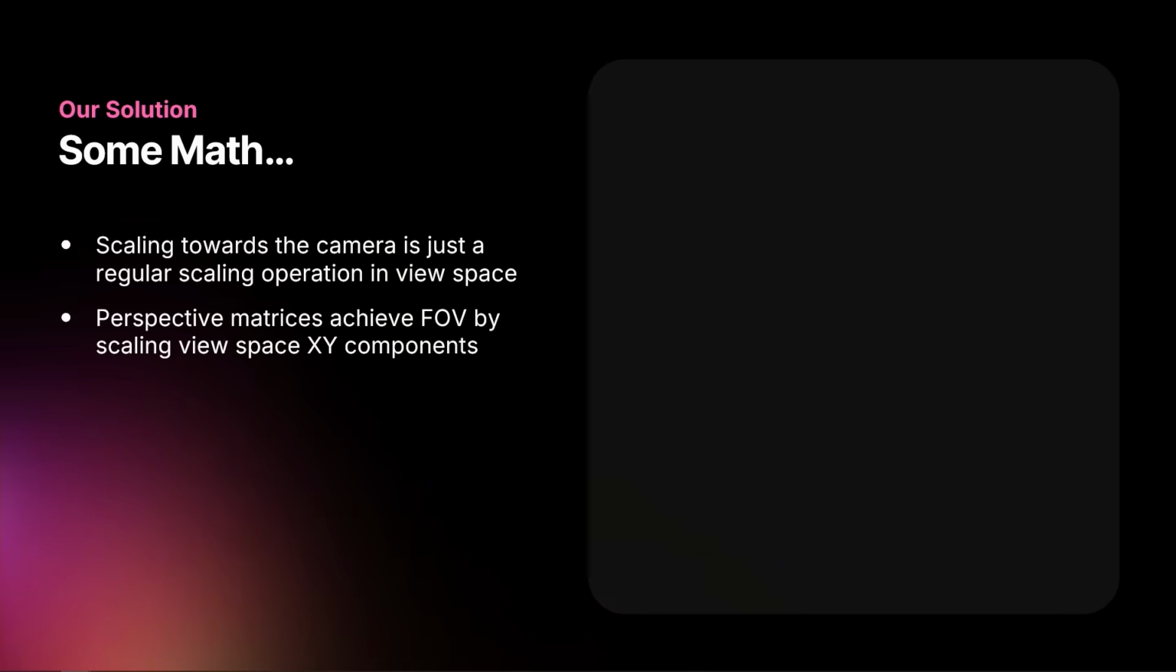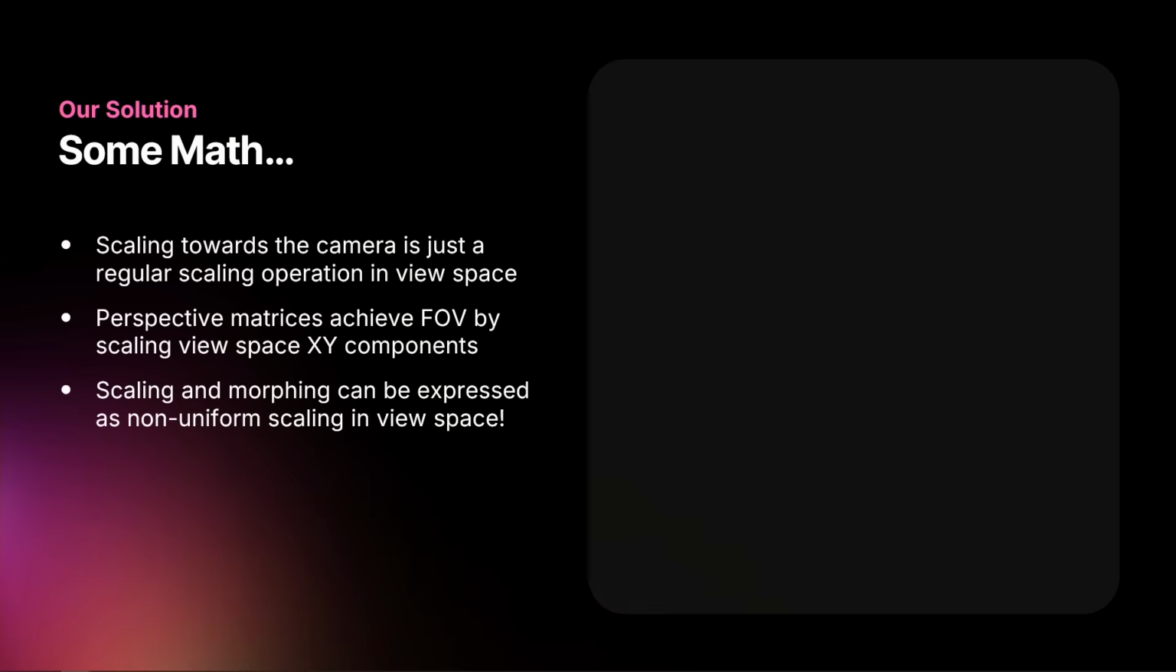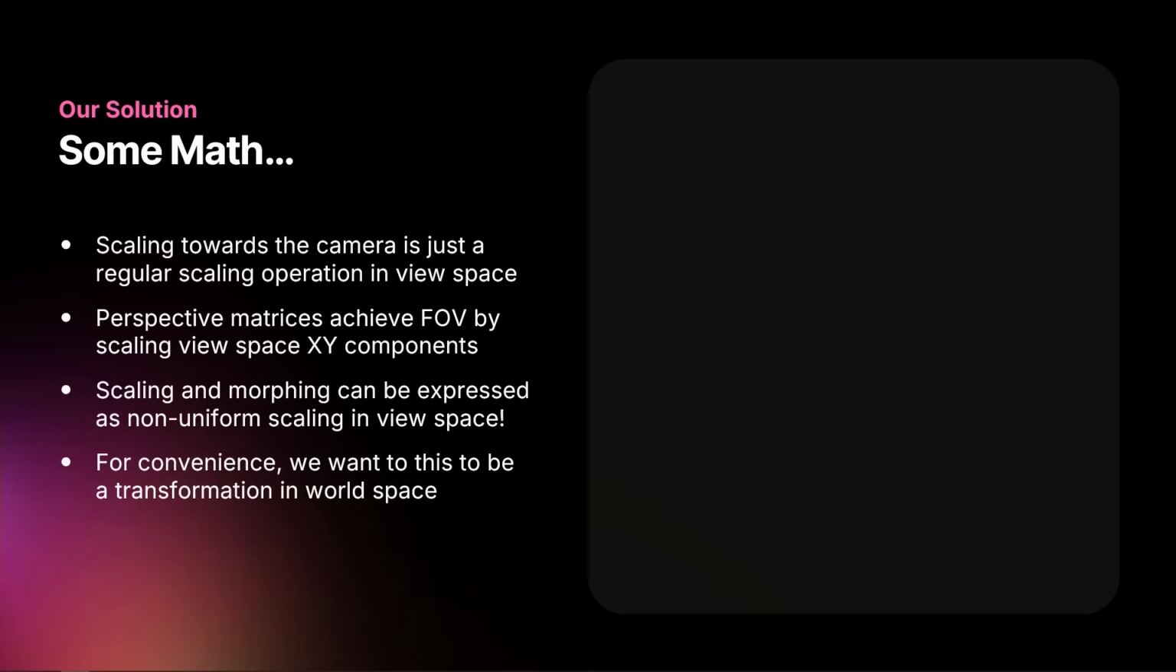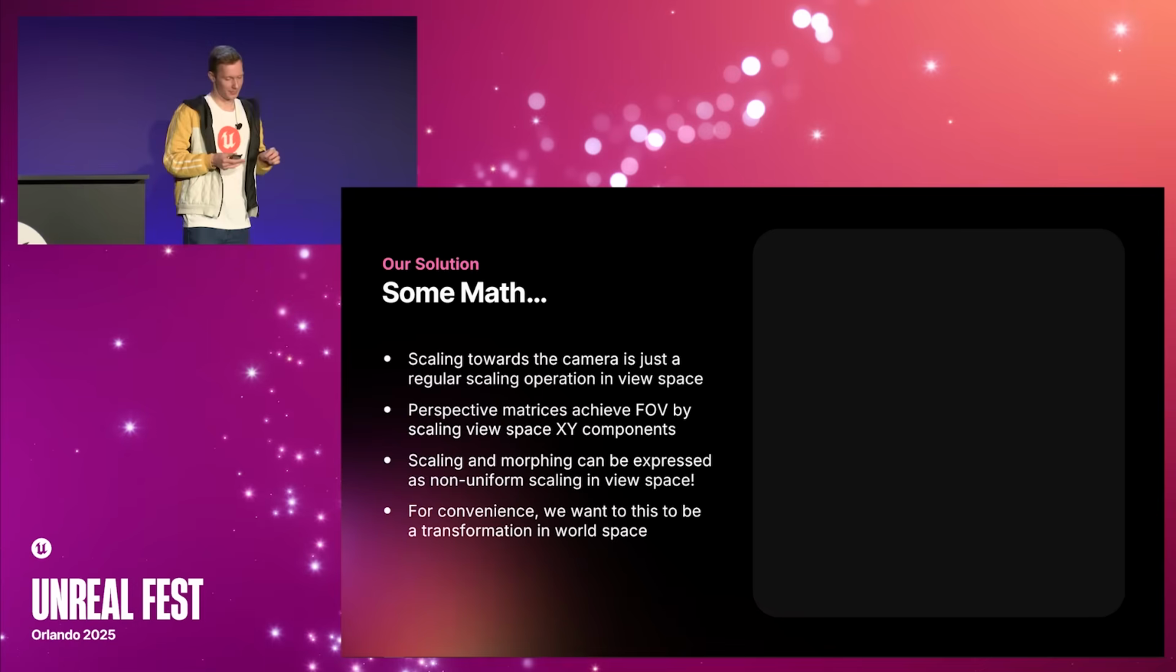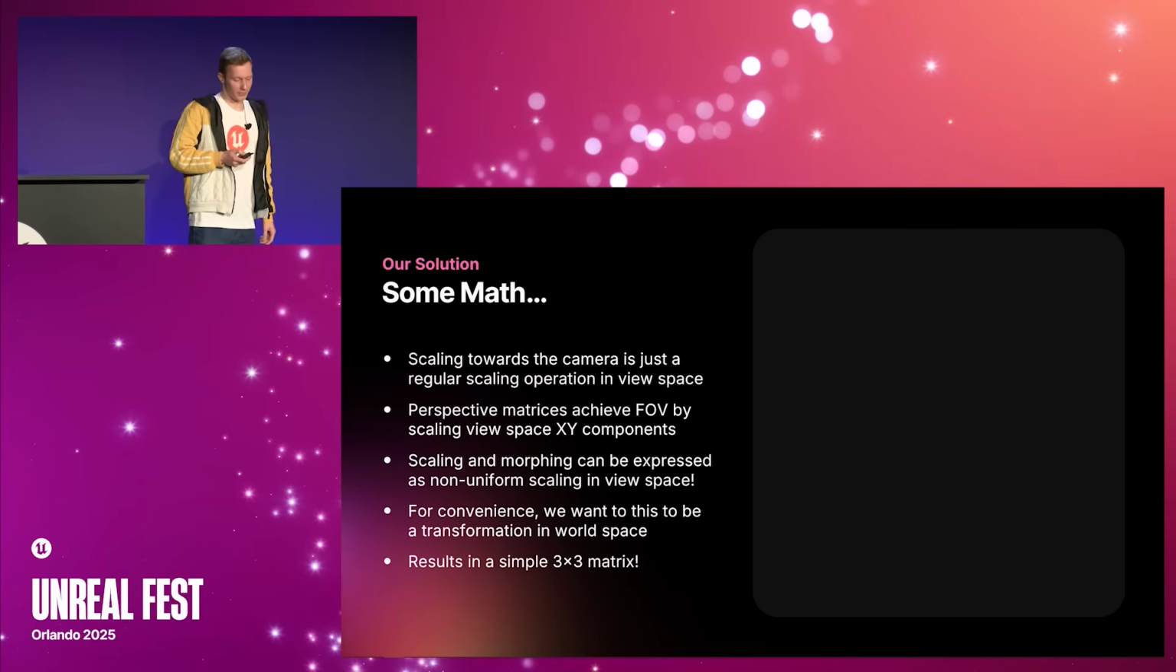And if we look at how perspective matrices achieve field of view, they do that by applying scaling to the x and y components of the vertex in view space. So again, scaling. And if we combine these, really, scaling and morphing can both be expressed as a non-uniform scaling operation in view space. For convenience, we want this to be a transformation in world space, so we can apply it directly after world position offset and don't need to slot anything in between the view and projection matrix, which is usually handled in other places in the renderer. So all of this actually results in a very simple 3x3 matrix.